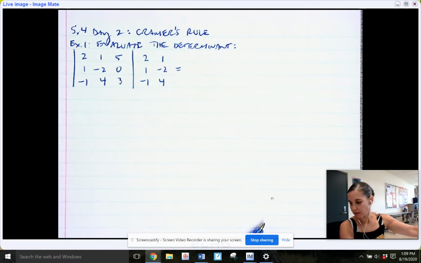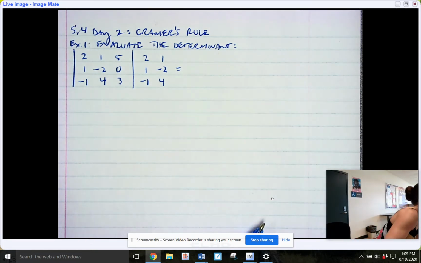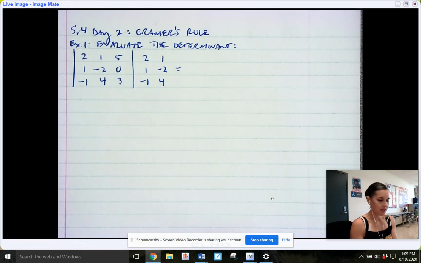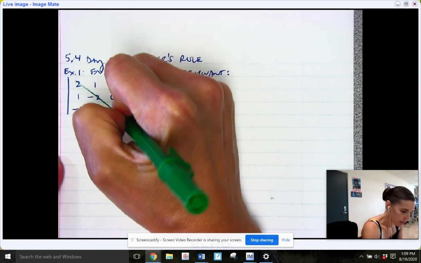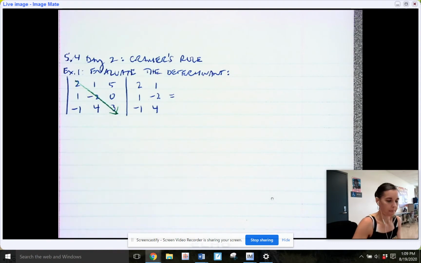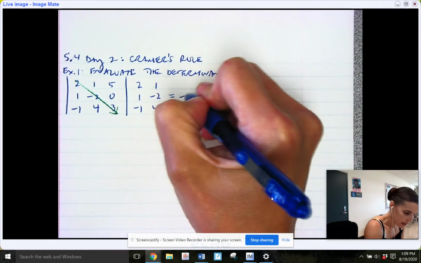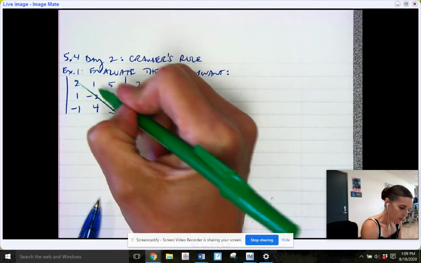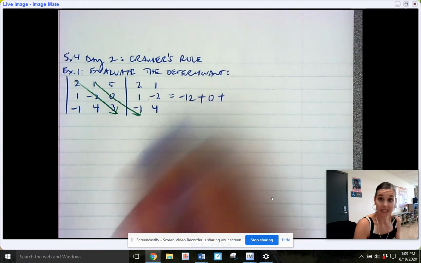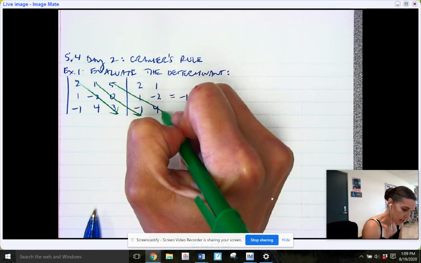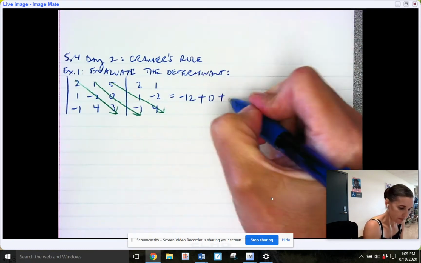Let me get my different colors. Here we go. If I were to multiply a 2 times a negative 2 times a 3, that's a negative 12. Then I put plus 1 times 0 times negative 1 is 0. And then I do plus 5 times 1 times 4 is 20.